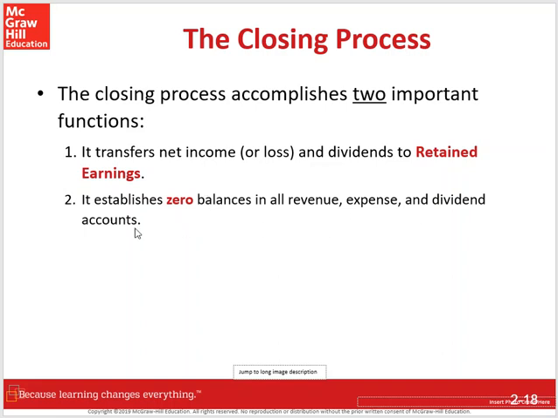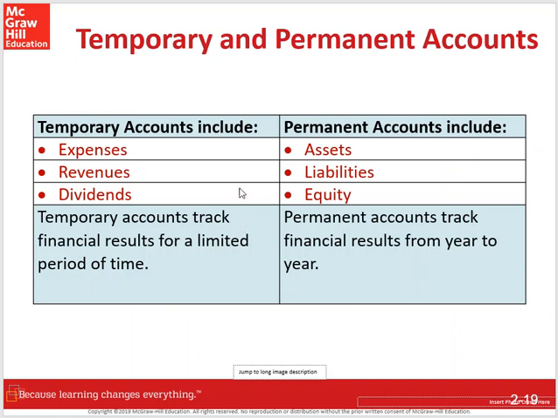So all revenue, expense, and dividend accounts get reset back to zero, and their balances get dumped into retained earnings. As a reminder from last chapter, temporary accounts, again, are expenses, revenues, dividends, where everything else, essentially all of your accounting equation, those are all permanent accounts. They're going to roll forward from year to year, and those balances from the end of year 1 become the balances at the beginning of year 2.